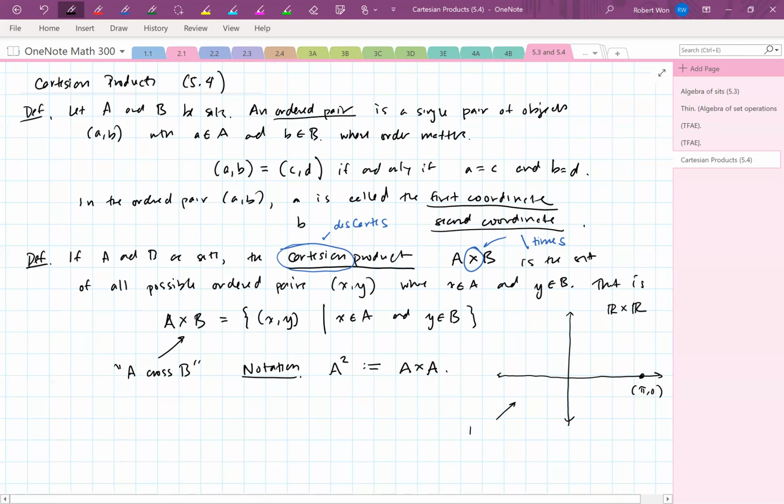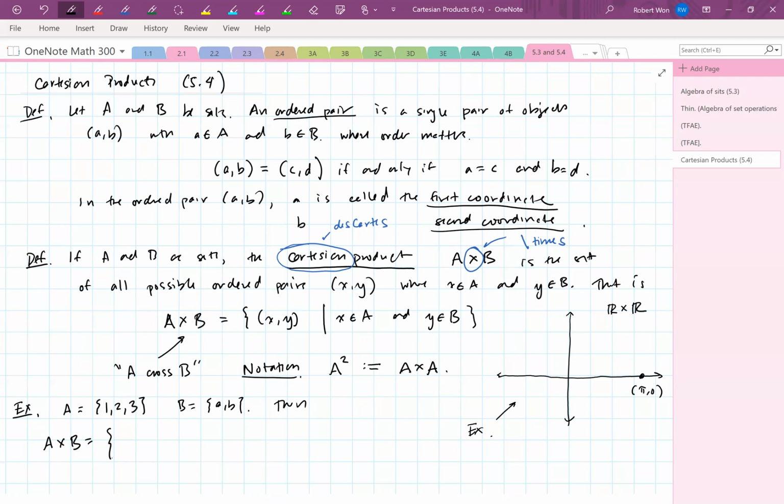So I guess this is your first example, but let's take a very small basic example where we can enumerate everything. Maybe let A be the set {1, 2, 3}, and B be the set {a, b}. Then what is this set, A cross B? A cross B is the set of all possible ordered pairs, something from A, something from B. So how many elements are in it? There are 6. You have 3 possible choices for the first coordinate and 2 possible choices for the second coordinate, and they're all present in the Cartesian product.